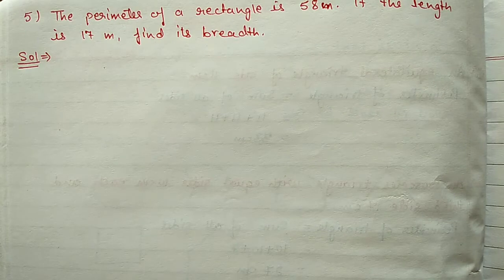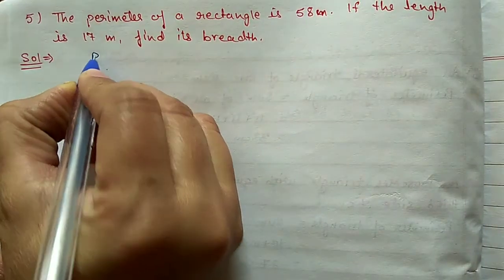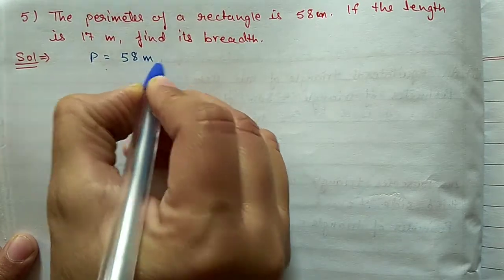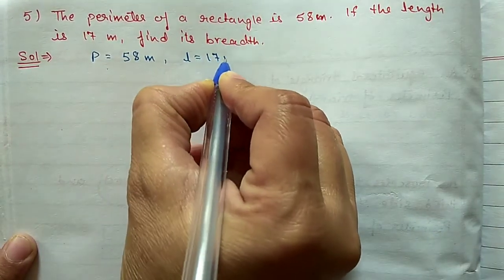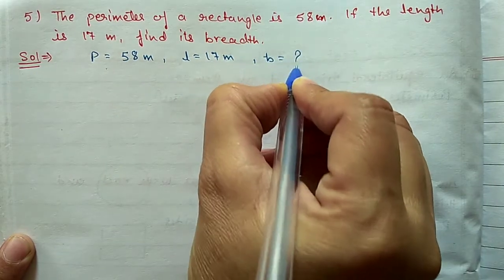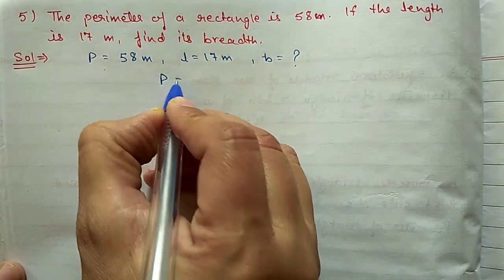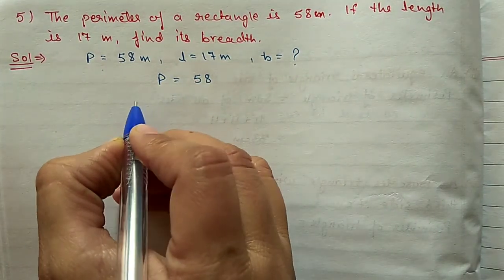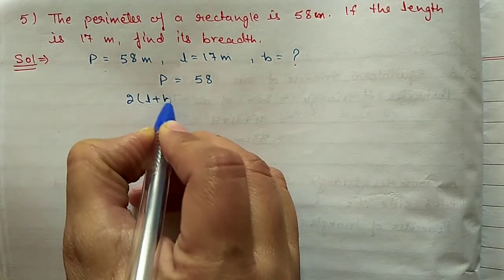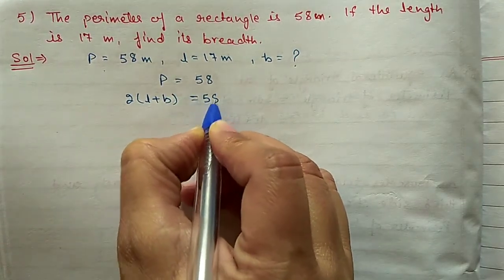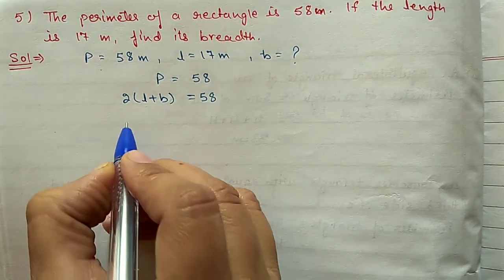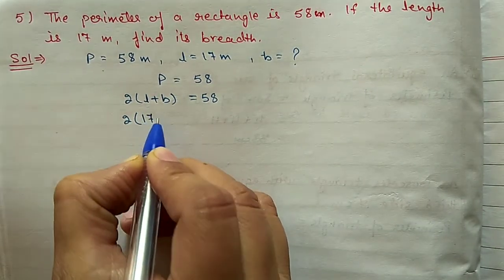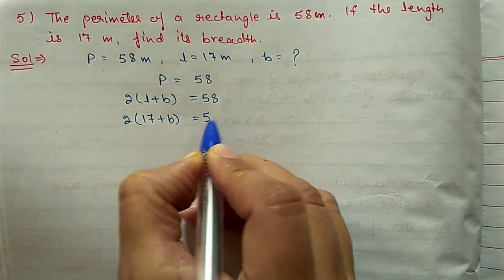Next, question number 5. The perimeter of a rectangle is 58 meter. If the length is 17 meter, find its breadth. So perimeter is given here 58 meter. Length is given 17 meter and we have to find out the breadth here. So we'll start from perimeter. Perimeter is given 58 meter and the formula for perimeter of a rectangle is 2 (L plus B), which is equal to 58. Now we can substitute the values of length here. 2 (17 plus b) is equal to 58.